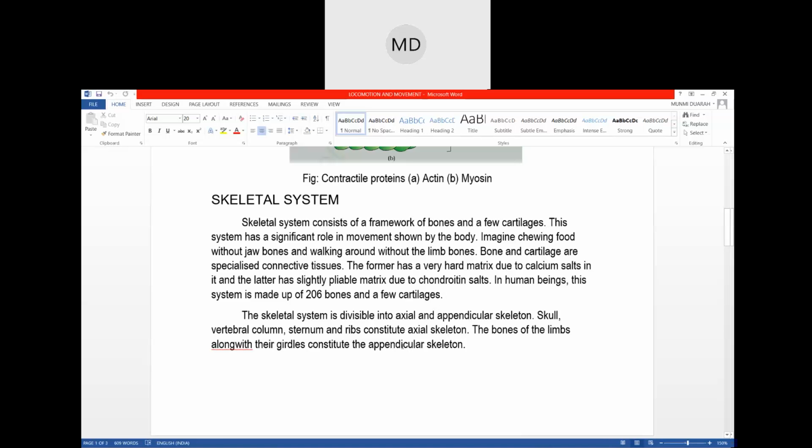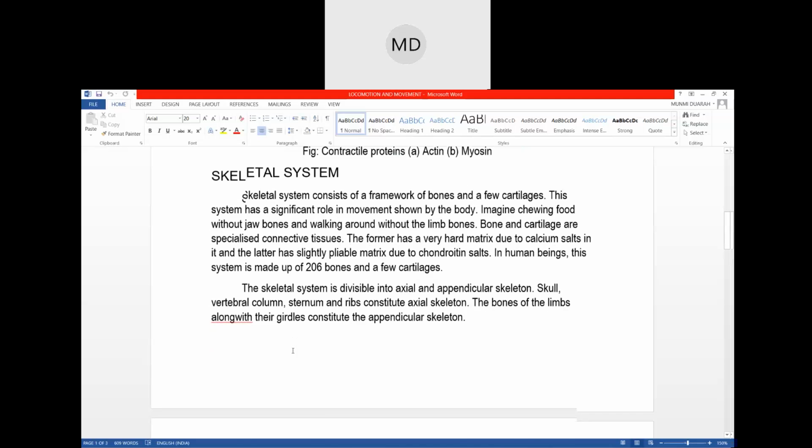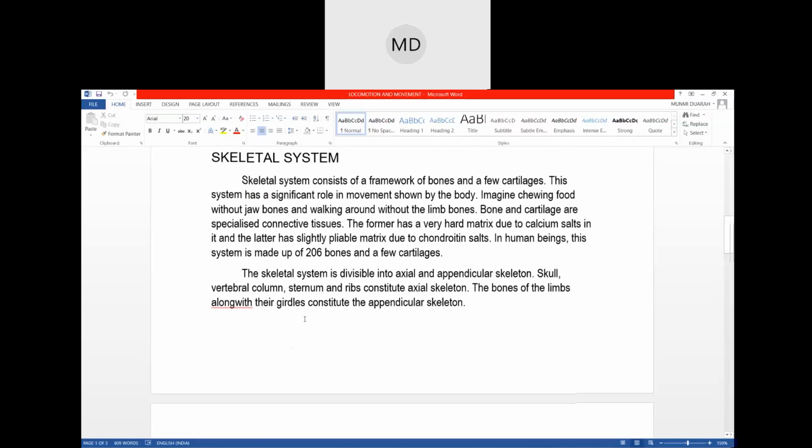Okay, and the appendicular skeleton will comprise the bones of the limbs. Limbs means legs and hands. Okay, the bones of the hands and legs. And the girdles: there are two types of girdle, that is pelvic girdle and pectoral girdle. Okay, pelvic girdle and pectoral girdle.